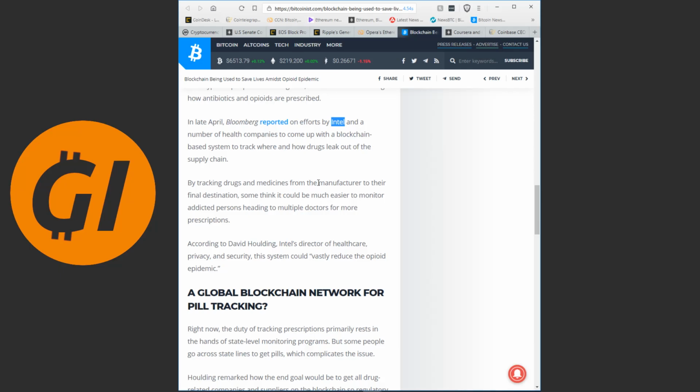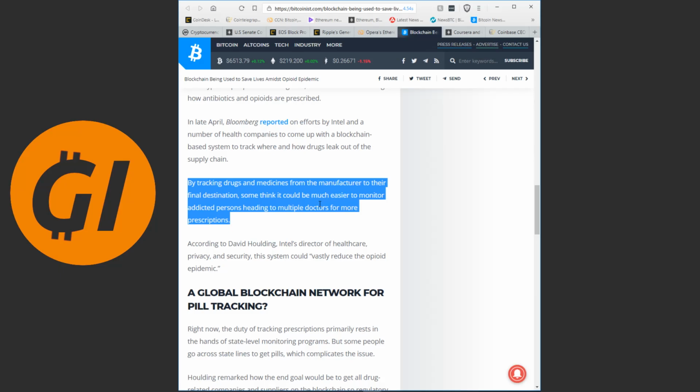By tracking drugs and medicines from the manufacturer to their final destination, some think it could be much easier to monitor addicted persons heading to multiple doctors for more prescriptions. This, of course, can be life-saving, because you're unlikely to overdose on what one doctor is prescribing you. But what a lot of these addicts do is they go to multiple doctors and get prescriptions from each of them, and then they get so many opioids that they can overdose on them. This would hopefully be able to find red flags to figure out who is going to multiple doctors getting multiple prescriptions and to stop this, and this could realistically save lives. This is using blockchain for good, and this is very much something that I'm excited about.